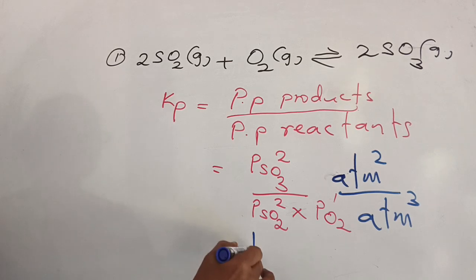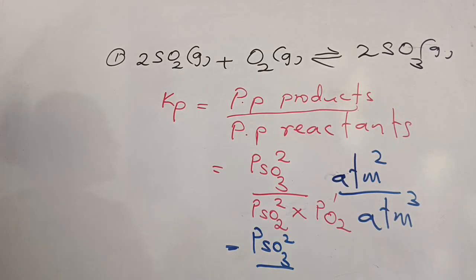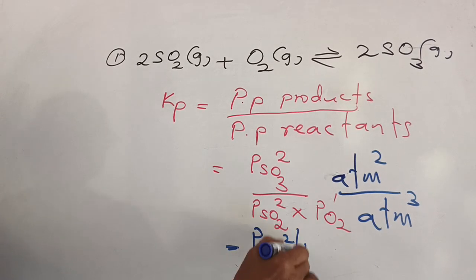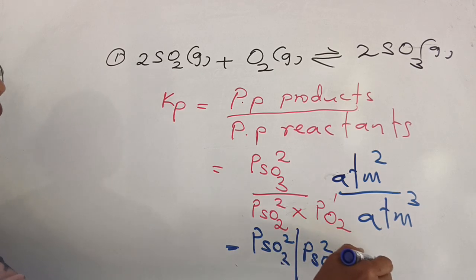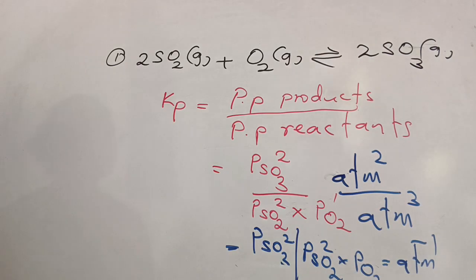So our final equation is P of SO3 to the power 2, divided by the partial pressure of SO2 to the power 2 multiplied by the partial pressure of oxygen. Finally, the units would be atmosphere to the power minus 1.